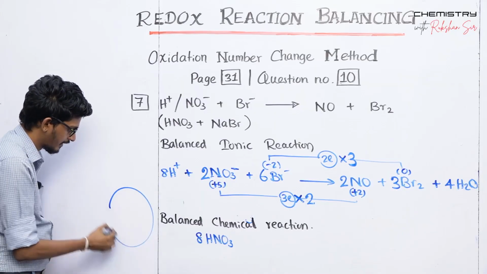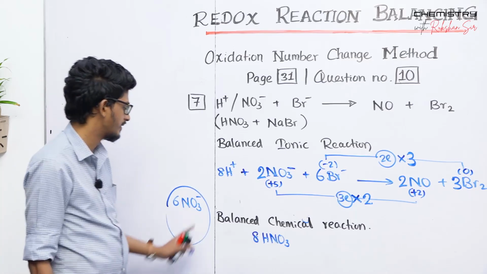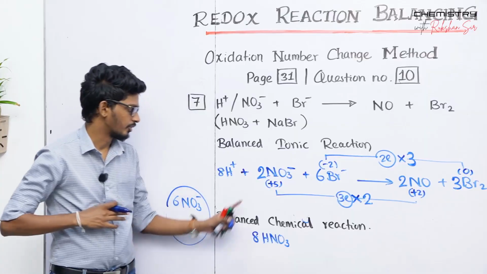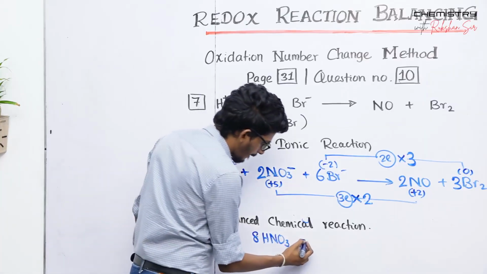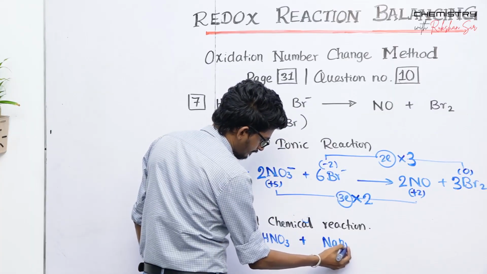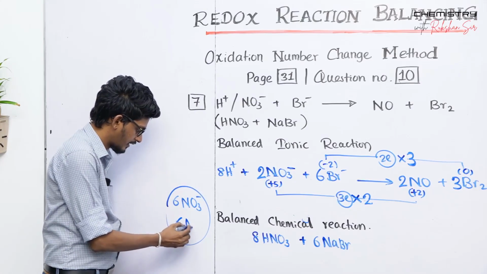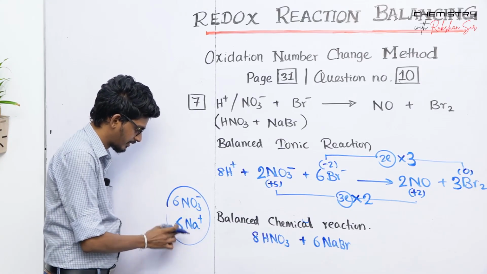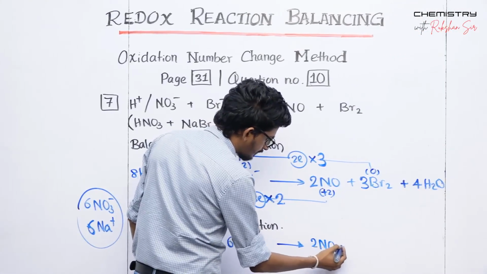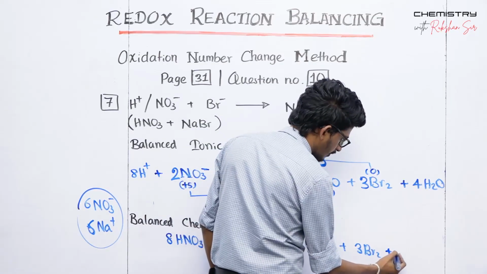Those we have added by hand, right? So I have added 6 nitrates by hand, so as to come up with 8 HNO3s. The other 2 is provided by this one. Okay. So Br minus should be written as NaBrs, right? You have 6 of those. So I have added 6 Na pluses by hand when writing NaBrs. So 2 of NO plus 3 of Br2. We can write them as they are, because those are chargeless species.